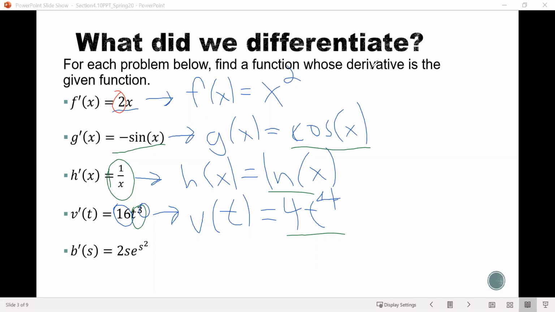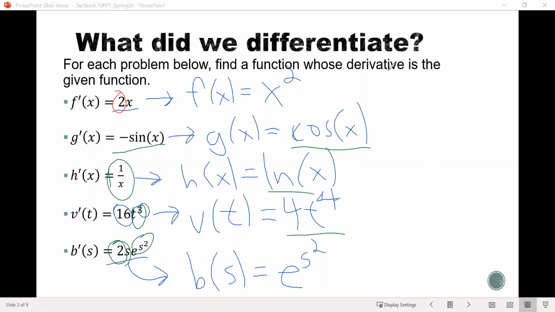All right, what about this last one? Well, we have 2s times e to the s squared, which looks like maybe we'd have to undo some product rule or something, which looks kind of nasty. But also notice that this 2s here is the derivative of s squared. That makes me think that maybe there was some chain rule action going on there, which also leads me to believe that the antiderivative here, the original function, was e to the s squared.